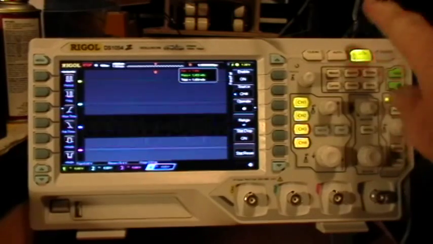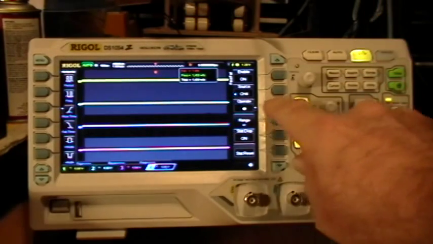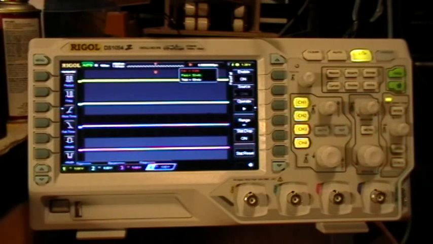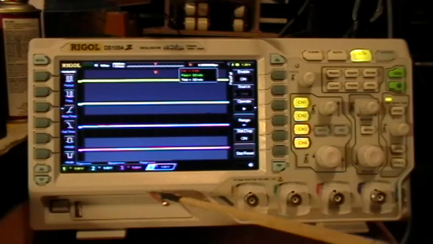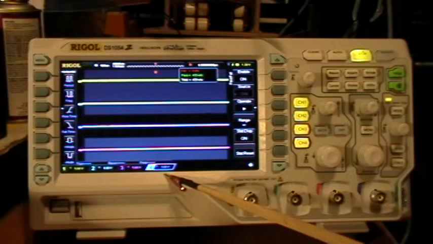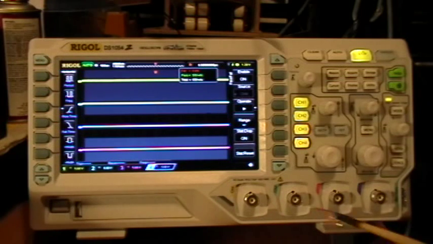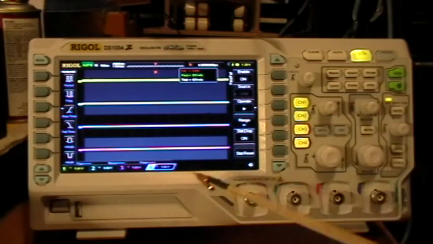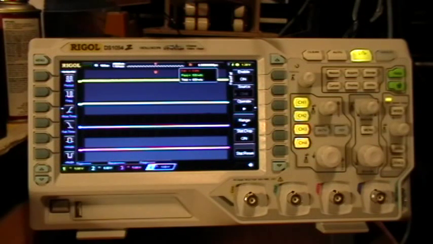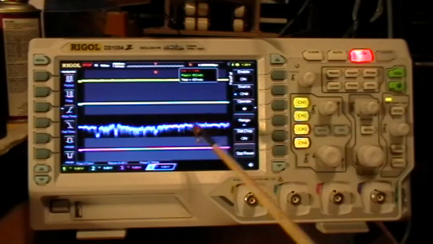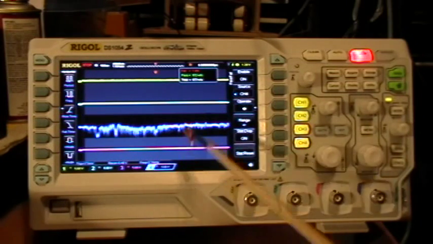So let's go back to run and operate the pass-fail system, and let's see what happens. So the scope is running now. All channels are set at 5 volts per division. There's nothing connected to the input. The channels are DC coupled, so let's see what happens. Oh, there it is. There was a glitch, and it failed, exceeded the mask, and stopped the scope.